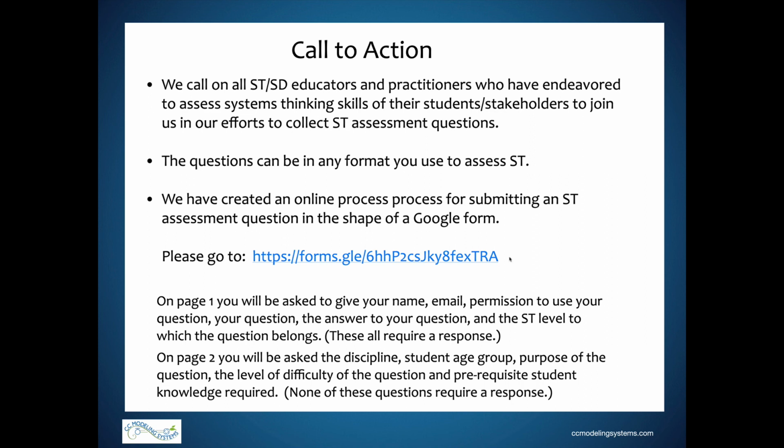And on the Google form, the first page, you give us your name, your email, your permission to use the question, the actual question, the answer to the question, and the systems thinking level, one of the 7 we've just listed, that you think the question belongs to. On the second page, we ask for the discipline for which the question was developed, the student age group you think appropriate for the question, the purpose of the question, the level of difficulty of the question, and if there's any prerequisite knowledge for the question. This second page is not required, but we request that you answer those questions.